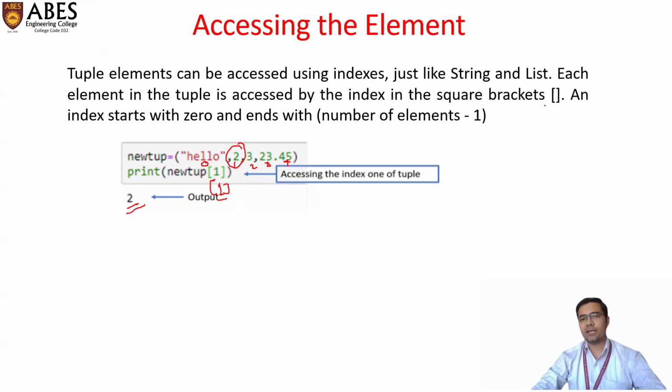That's why here it is saying that with the help of square brackets, you can print any element, and it starts from 0 and ends with number of elements minus 1. That is, if you have 5 elements, then your index ends with 5 minus 1, that is 4.